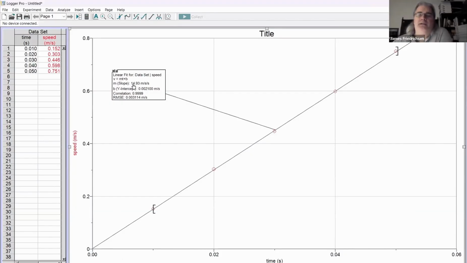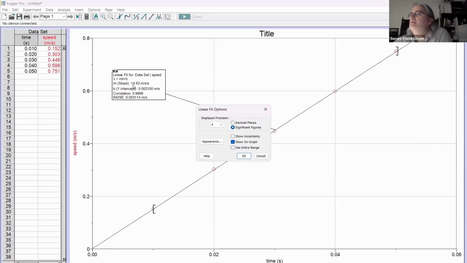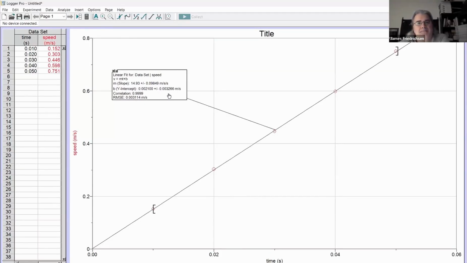So what I'm going to do is double click on the box and we get the fit options. Pretty much you double click on things and you get the options. Again, start on the data table, not on the graph itself. This allows us to alter what you see as the result. At the moment we're getting 4 significant figures for both the slope and the intercept, which is fine. But what we want to do is check show uncertainty. If we click that and then OK, it'll put them in.